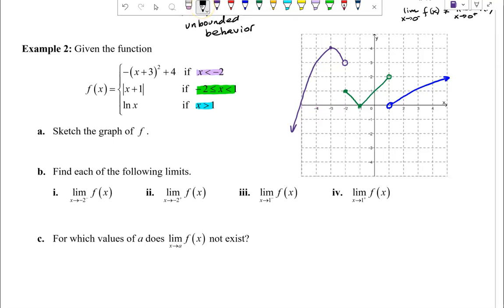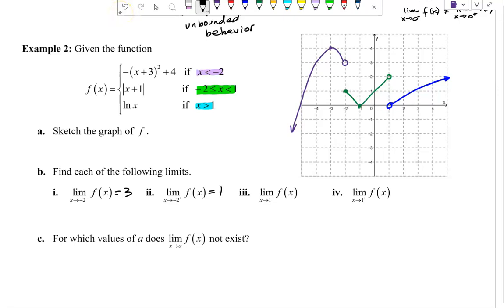In part B, they want us to find each of these limits. In the first one, we have the limit of f of x as x approaches -2 from below. So we're approaching -2 from this direction. So that means we're on the purple graph, and we have points on the purple graph falling down this way towards a y value of 3. Next, we're going to approach -2 from above, like that. And we have points on the graph coming up the green portion of the graph, and those y values seem to be approaching 1.